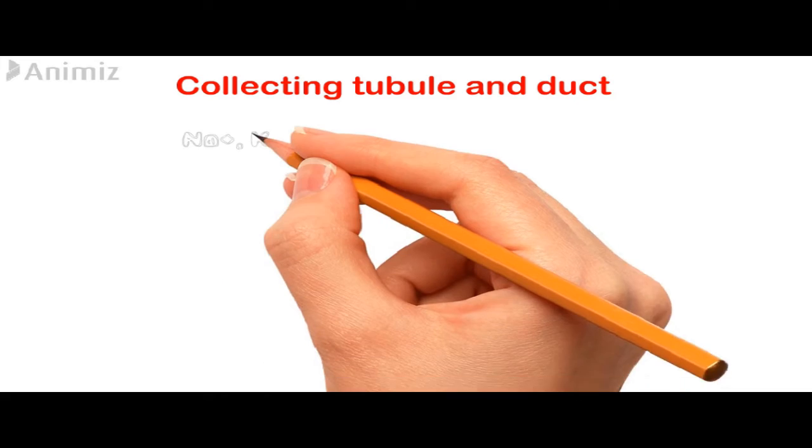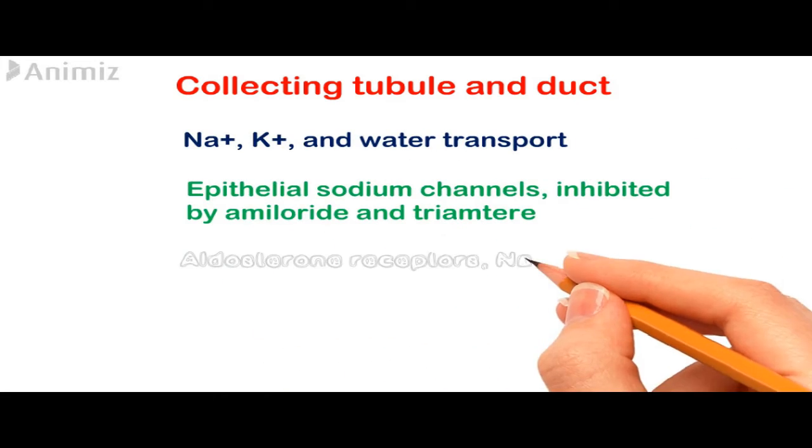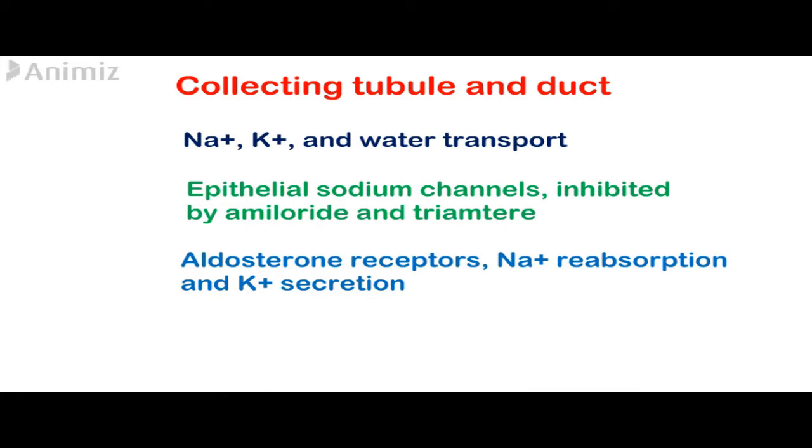The principal cells of the collecting tubule are responsible for sodium, potassium, and water transport. Sodium enters these principal cells through the epithelial sodium channels, and these channels are inhibited by amiloride and triamterene. Once inside the cell, sodium reabsorption relies on sodium-potassium ATPase to transport it to the blood, and aldosterone receptors in the principal cells influence this sodium reabsorption and potassium excretion.